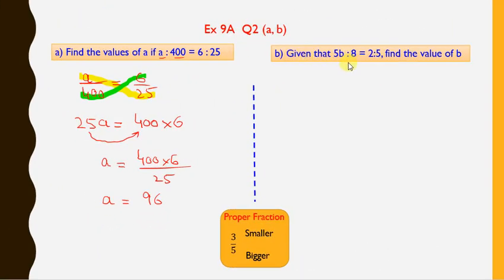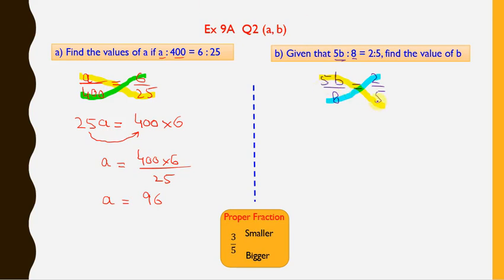We will do the part b in a similar way. This is our A and this is our B. So we will write it in fraction. It will be 5b over 8 and 2 ratio 5. So it will be 2 divided by 5. We will write it in fractions. Now we will multiply, cross multiply 8 and 2.